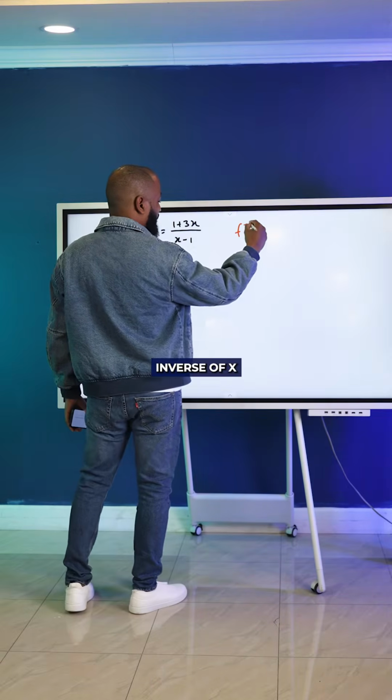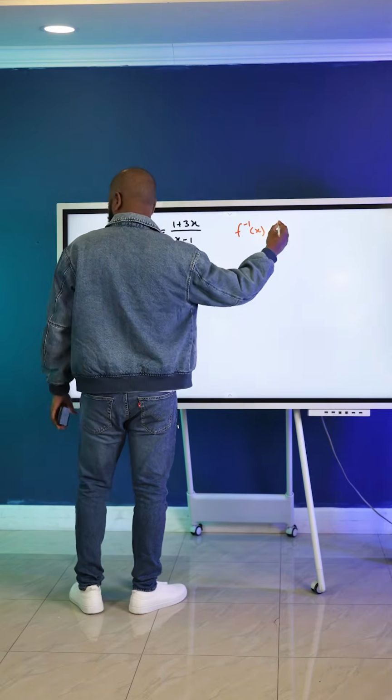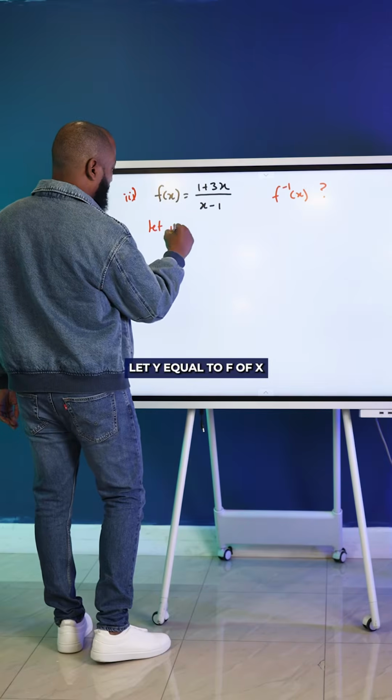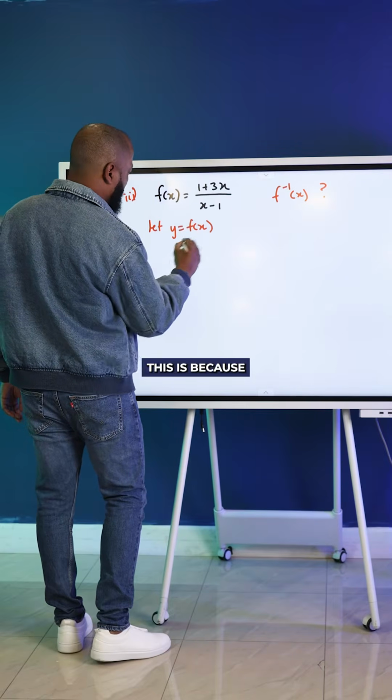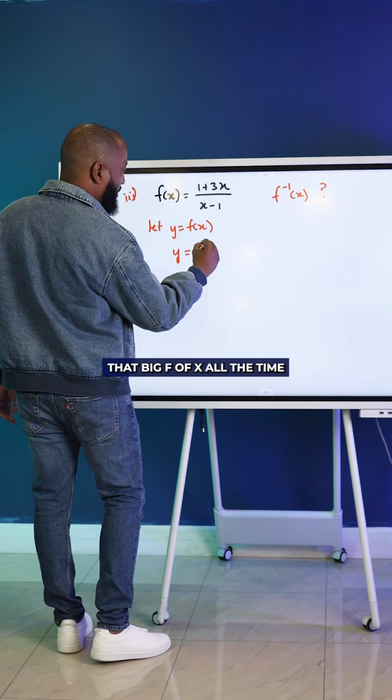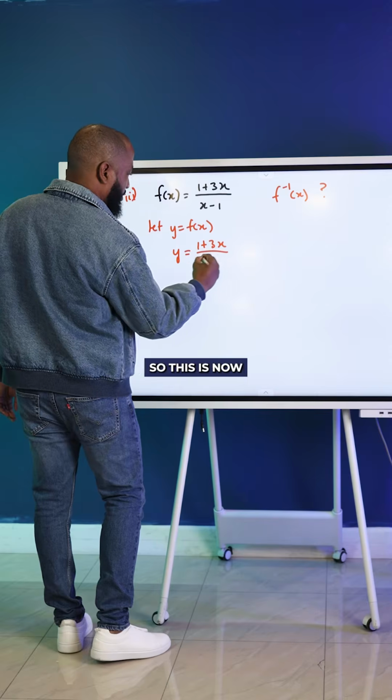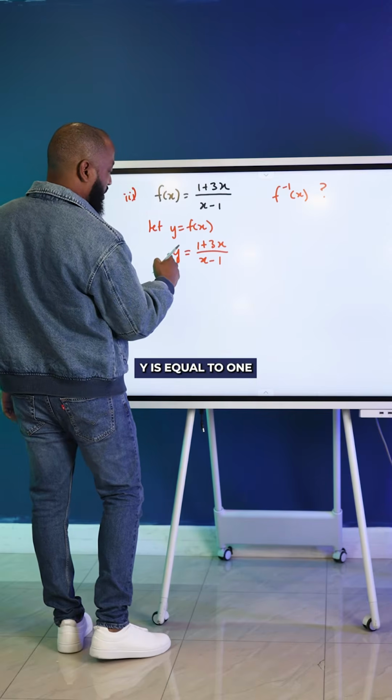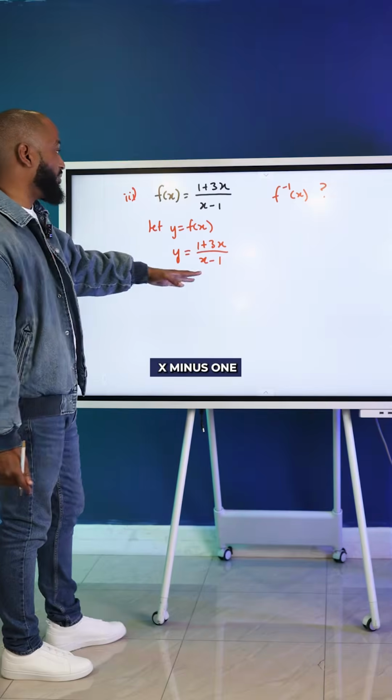Now let's go to the hard one, which is part 3, where we are required to find f inverse of x. First step, let y equal to f of x, and the reason we are doing this is because we don't want to lug around that big f of x all the time in this question. So this is now y is equal to 1 plus 3x over x minus 1.